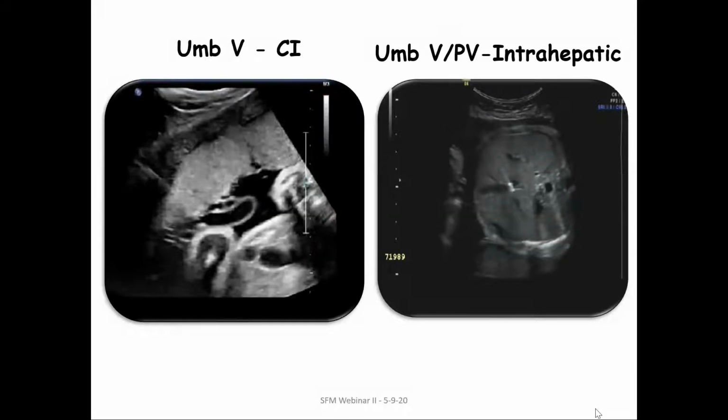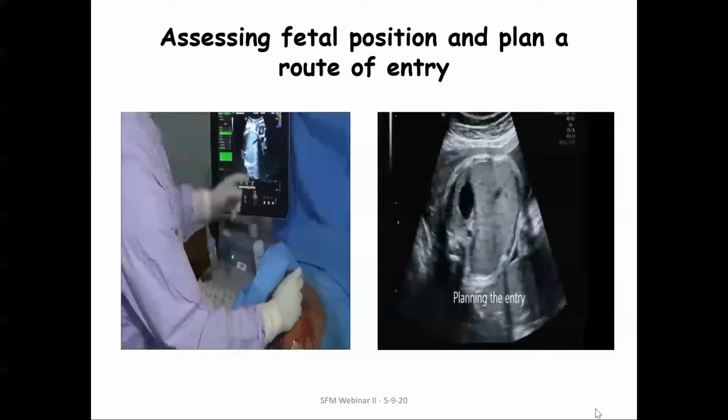Now, which of these to choose depends on the individual case scenario and the individual consultant who is doing the procedure. It depends predominantly on what you're comfortable doing and what you've grown up seeing your teachers do. Both the umbilical vein route into the cord or the portal vein route into the intrahepatic portion of the portal vein are equally acceptable. As I said, it is more often than not a question of individual choice rather than anything else.